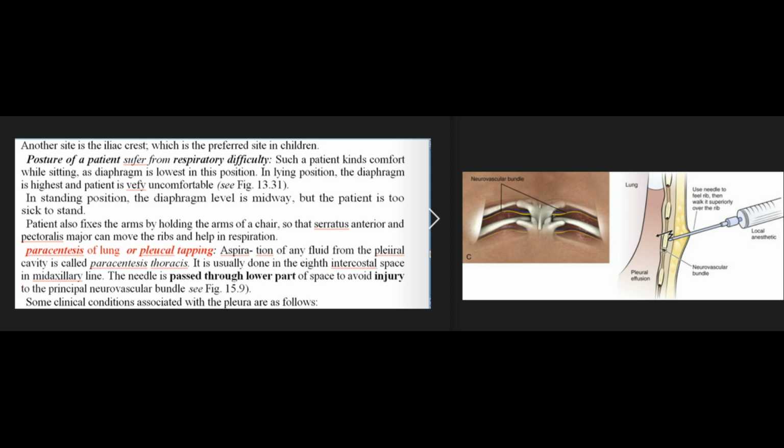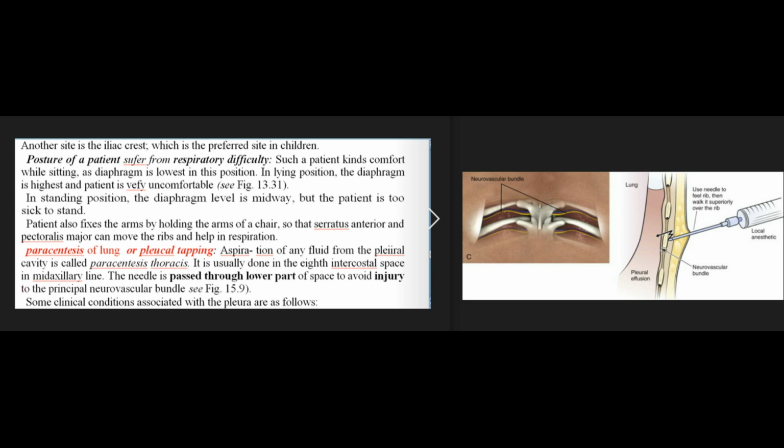Posture of a patient suffering from respiratory difficulty. Such a patient finds comfort while sitting, as the diaphragm is lowest in this position. In lying position, the diaphragm is highest and the patient is very uncomfortable. In standing position, the diaphragm level is midway, but the patient is too sick to stand. The patient also fixes the arms by holding the arms of a chair, so that serratus anterior and pectoralis major can move the ribs and help in respiration.